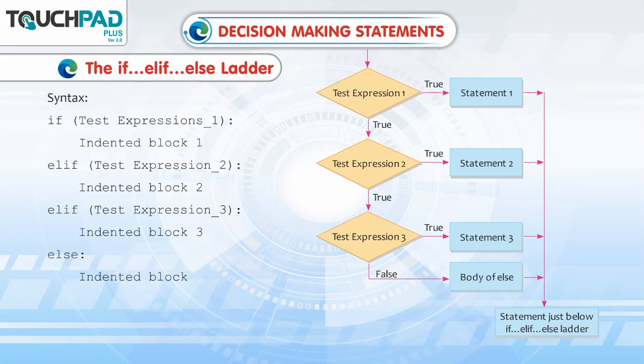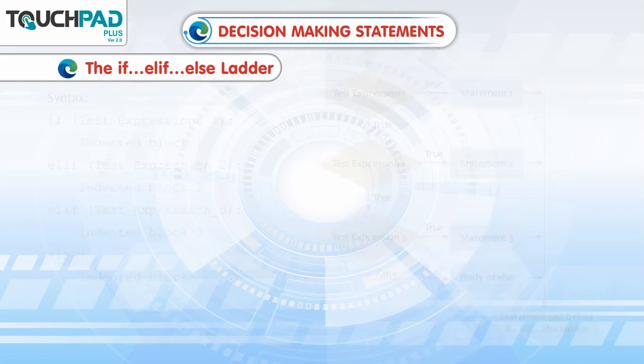If test expression 1 is true, then go to statement 1 followed by statement just below if, elif, else ladder. If test expression 2 is true, go to statement 2 followed by statement just below if, elif, else ladder. If test expression 3 is true, go to statement 3 followed by statement just below if, elif, else ladder. If test expression 3 is false, body of else followed by statement just below if, elif, else ladder.